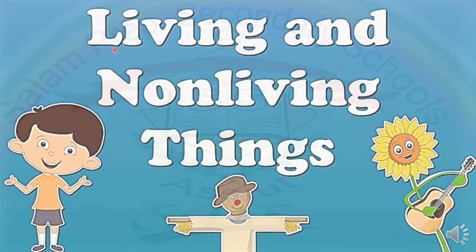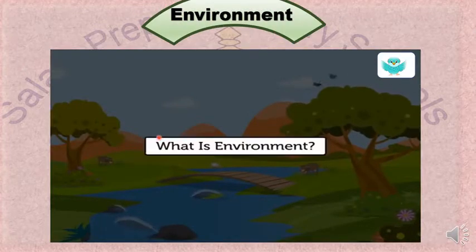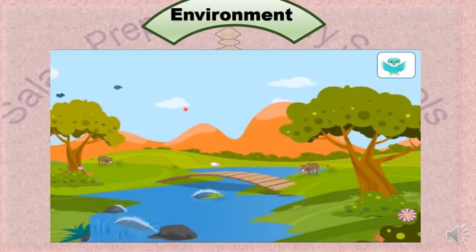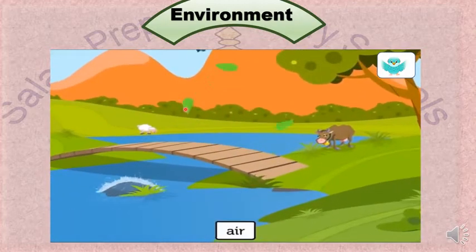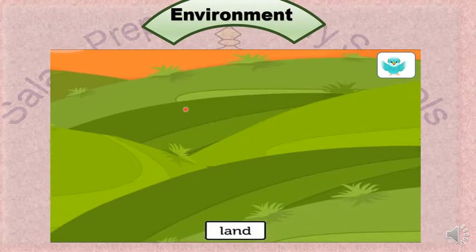First lesson, living and non-living things. First, what is environment? Environment consists of air, water, and land.